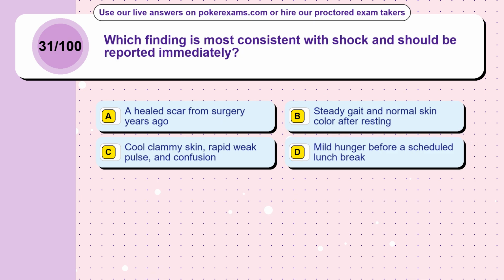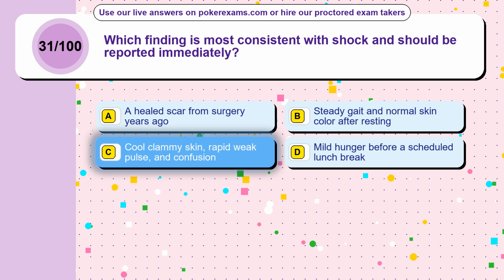Question 31. Which finding is most consistent with shock and should be reported immediately? Option A. A healed scar from surgery years ago. Option B. Steady gait and normal skin color after resting. Option C. Cool clammy skin, rapid weak pulse, and confusion. Option D. Mild hunger before a scheduled lunch break. The correct answer is option C, cool clammy skin, rapid weak pulse, and confusion.